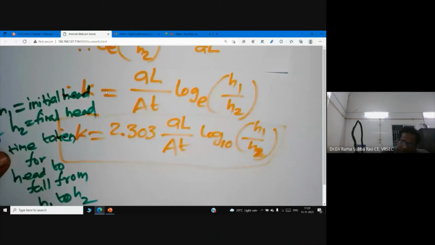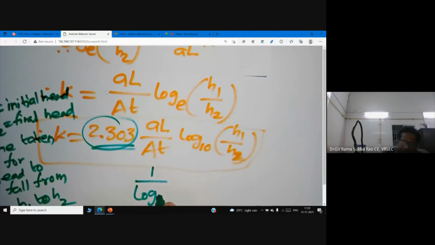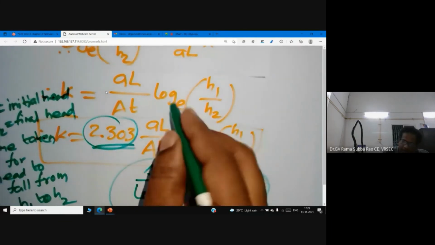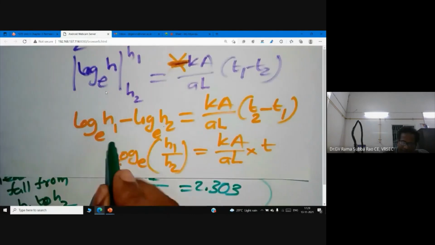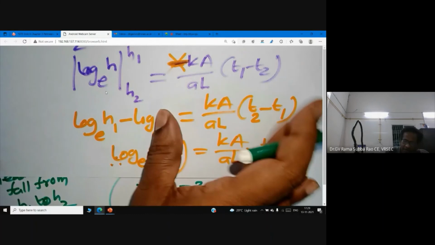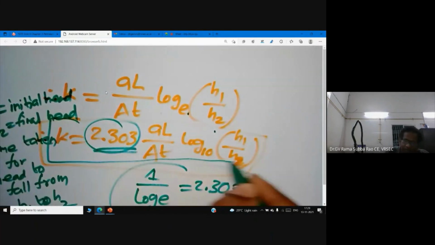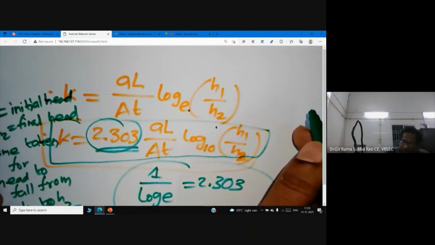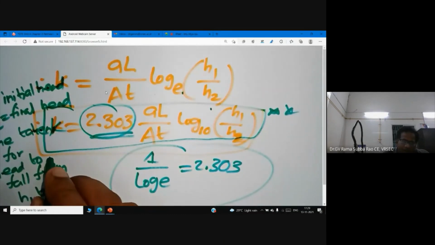Here 2.303, don't forget, because 1 by log e gives 2.303. Everyone knows log M to the base N is log M by log N. We just experienced that in calculation also. So it's a simple calculation. The final answer: K is equal to 2.303 aL by At log 10 H1 by H2, where K is the coefficient of permeability of soil.